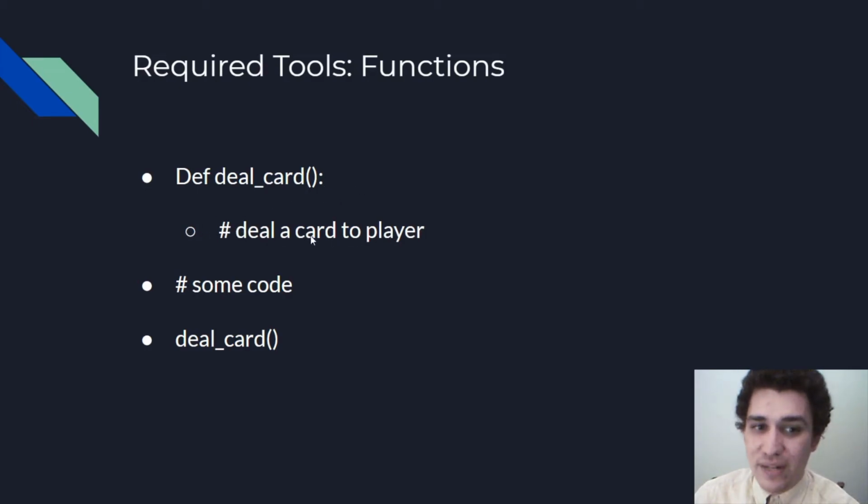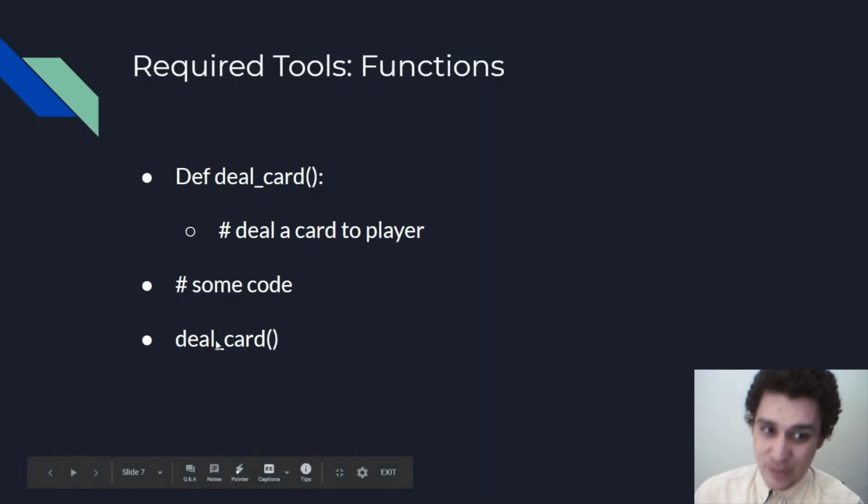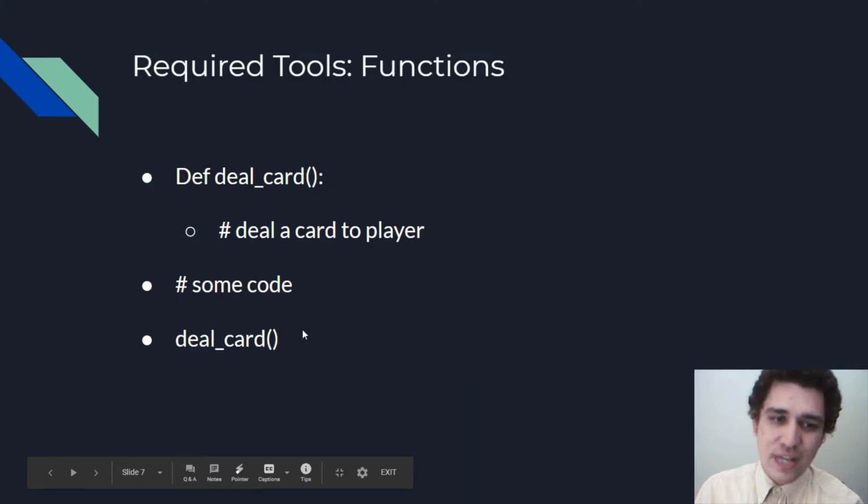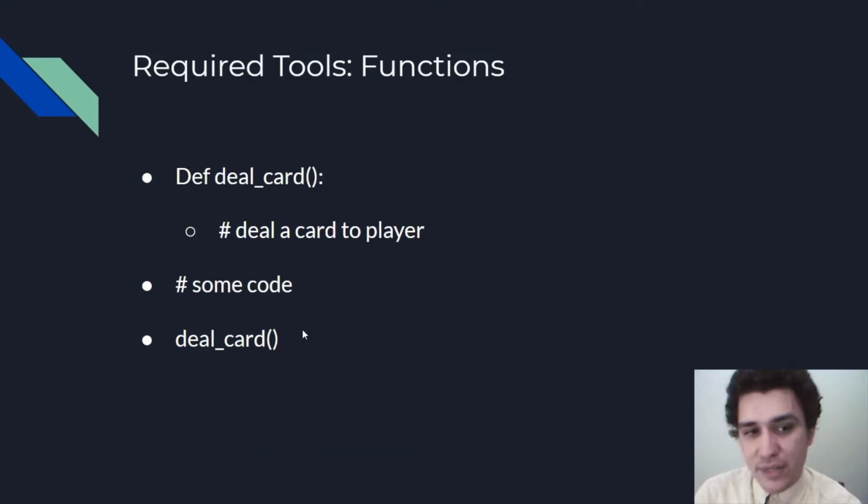we're going to put in whatever code we're going to use to deal a card. And then later, after we put in some more code, all we have to do is type deal card and then parentheses, and it will do all of this code over again. And we can do deal card as many times as we want.